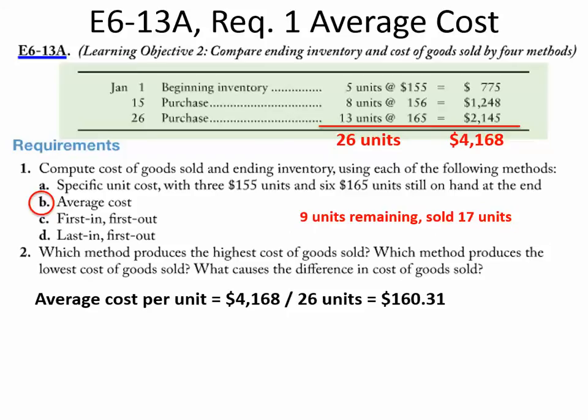So my average cost per unit is, I'm going to take my total available, the 4,168, divide by the 26 units available, and I get an average cost per unit of $160.31.